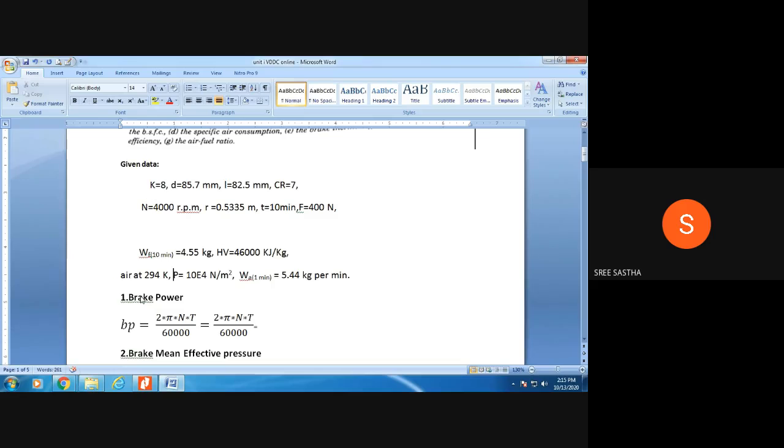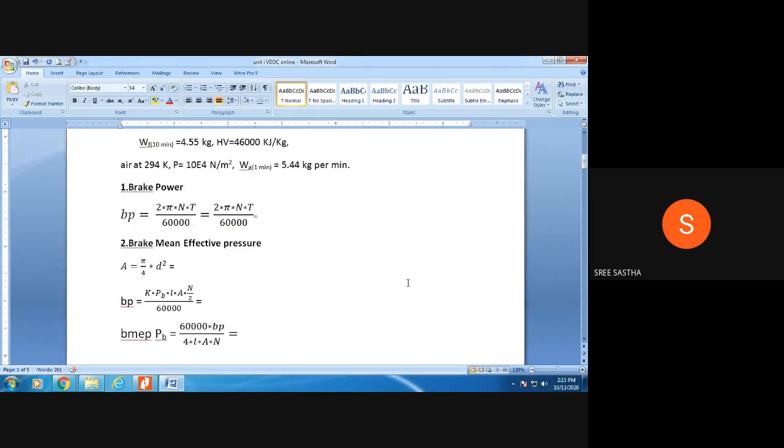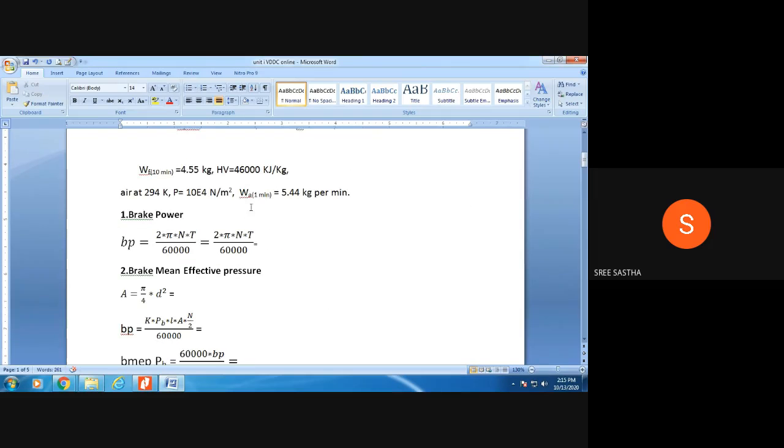So now see, for air, temperature is 294 Kelvin. Pressure, see, 10 into 10 power 4 Newton per meter squared. And how much mass of air am I going to send? You can see WA, that is the mass of the air, for 1 minute, we are supplying 5.44 kg per minute.